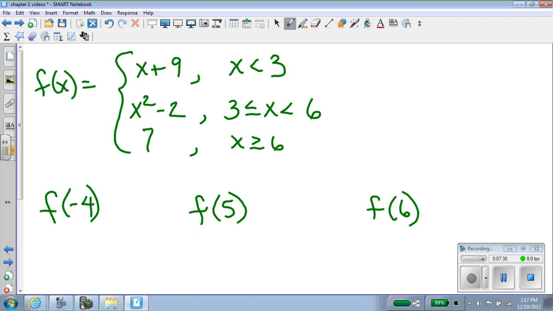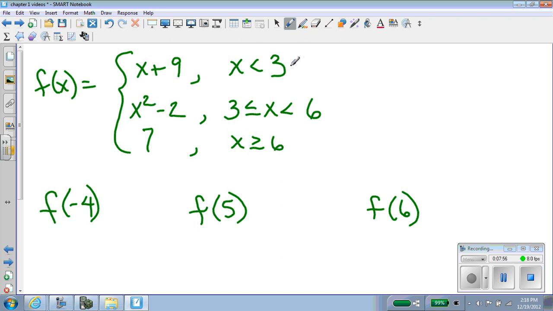This is called a piecewise function, which says I have a function, but it is kind of a Frankenstein. It's defined in pieces of other equations or functions. So here's how it's read. f of x is equal to x plus 9 if x is less than 3.